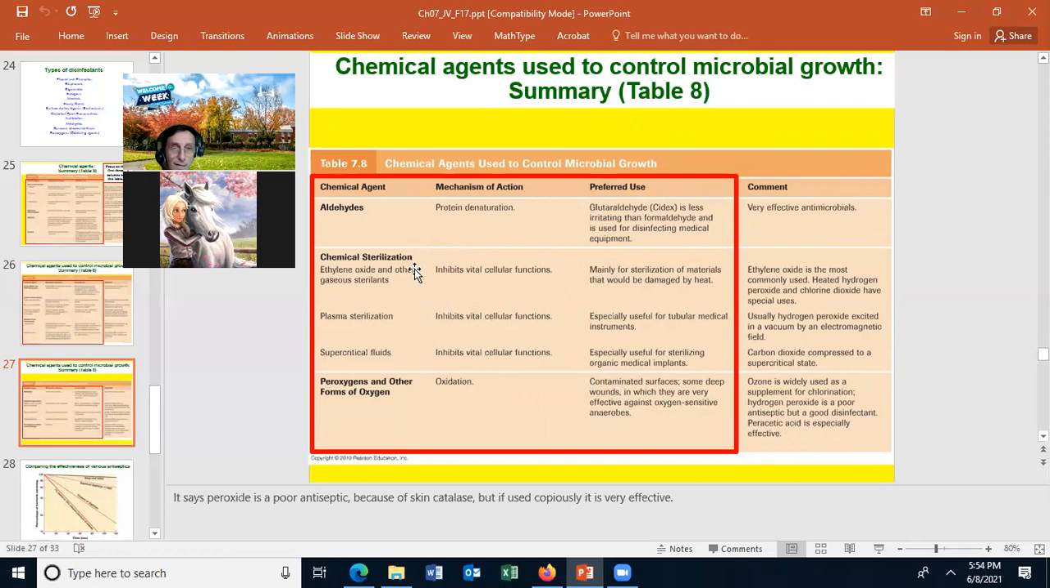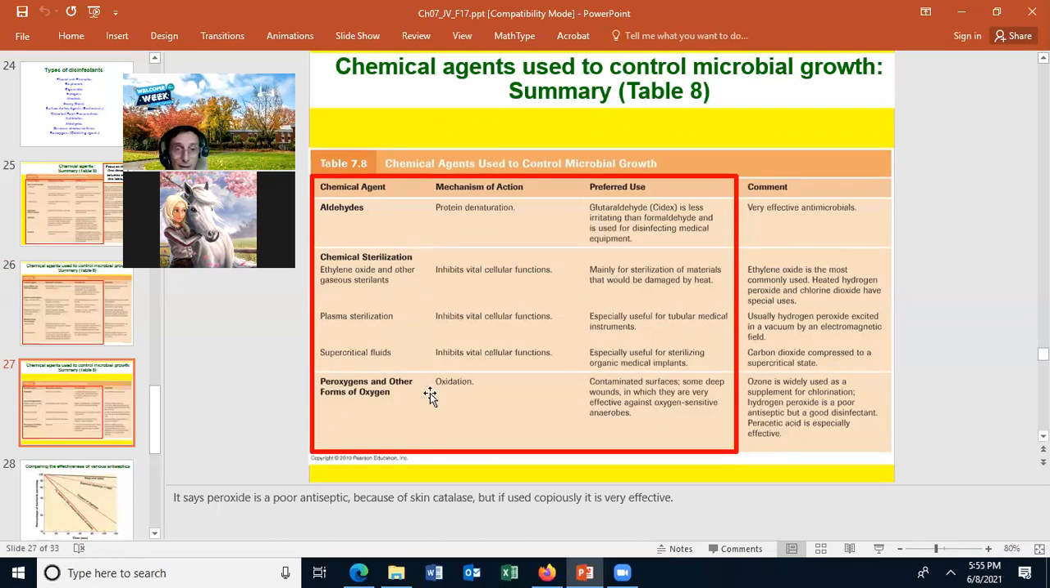Aldehydes, chemical sterilizers. Let's talk a little bit about chemical sterilizers. One example is ethylene oxide gas. It's very toxic to people, and it's actually very toxic to bacteria too, although endospores are not particularly killed by it. But if you treat bacteria with ethylene oxide gas, the bacteria will die. The trouble with ethylene oxide gas is, like I said, it's very toxic to people, and so it has to be done in a closed environment.